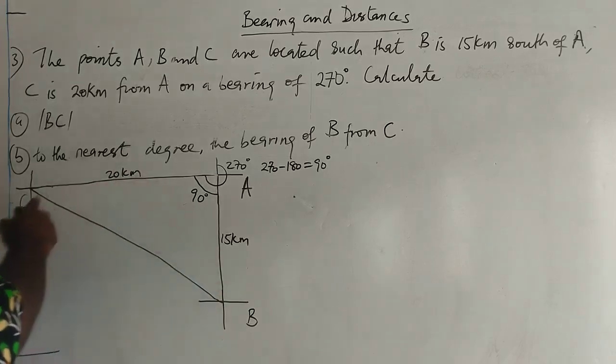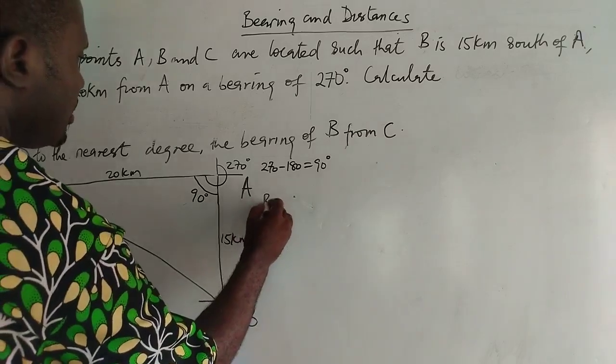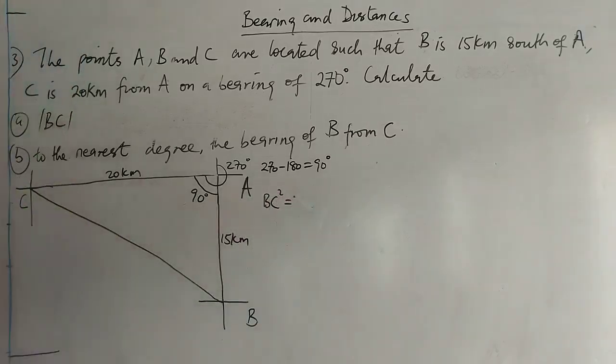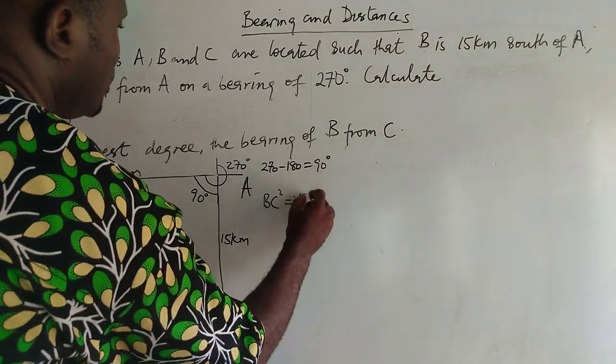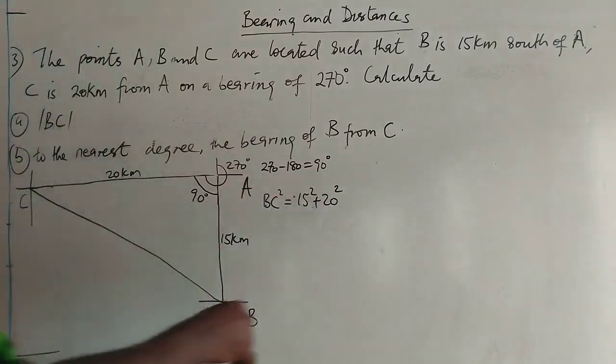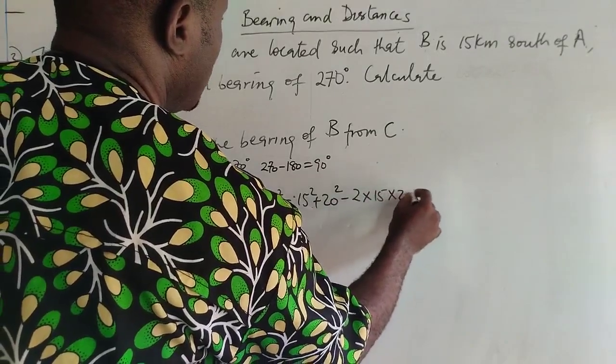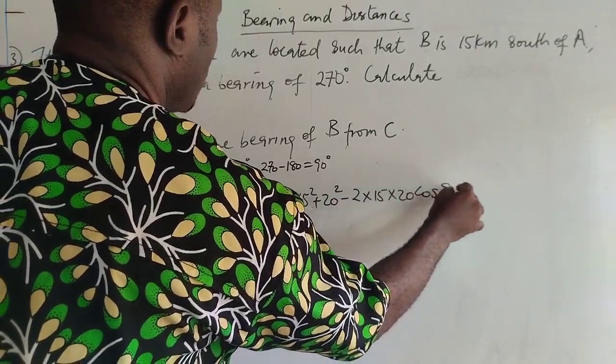Forming the cosine rule from this diagram, we'll have BC squared is equals to 15 squared plus 20 squared, the sum of the squares of the other two sides, minus 2 times 15 times 20 cos 90.